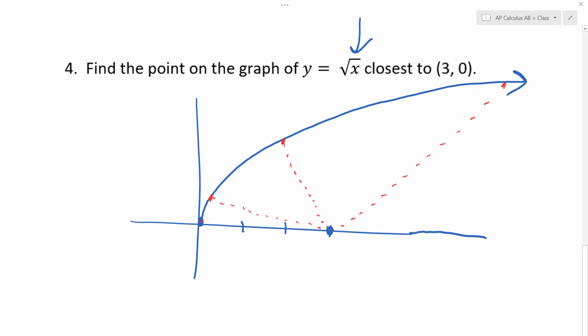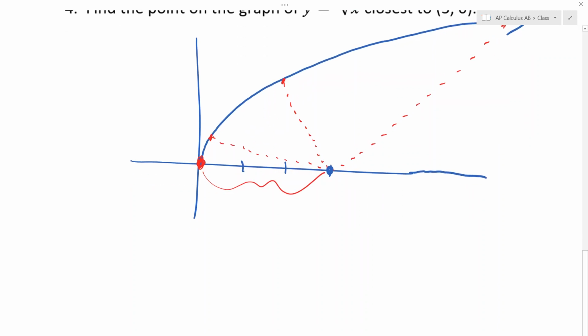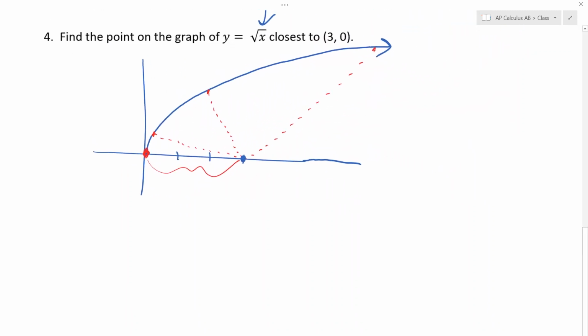How far is this point right here, (0, 0), that's on the curve, from this point? Sure is 3. It's 3 away. We want to minimize the distance between the point on the curve and the point (3, 0). So we need an equation for what we're trying to minimize, which means we're going to use an equation for distance. If only there was some equation that told me the distance between points.